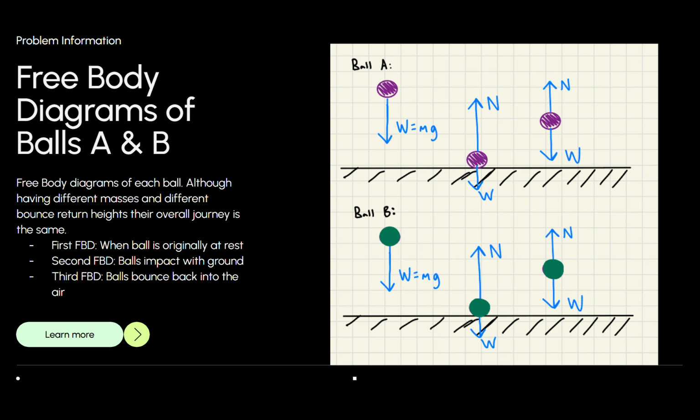Right here is a free body diagram showing the same thing, where initially the ball starts on top with one force acting on it, which is weight. After it hits the ground, it's both the weight and normal force that's acting on it. And then when it's back in the air after bouncing, we see how it's both the weight and normal force acting on it. Although both A and B had different masses, this overall trend and journey of the ball going down and back up is the same for both balls.